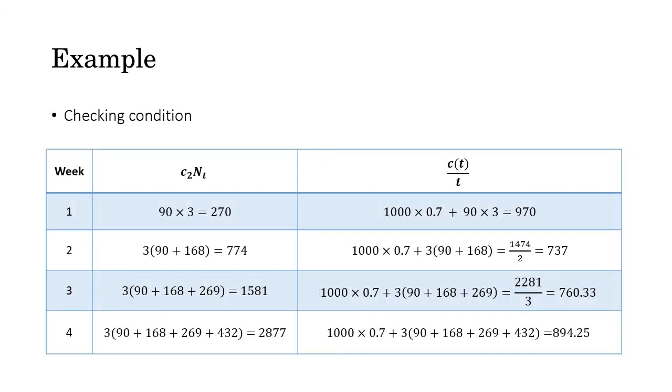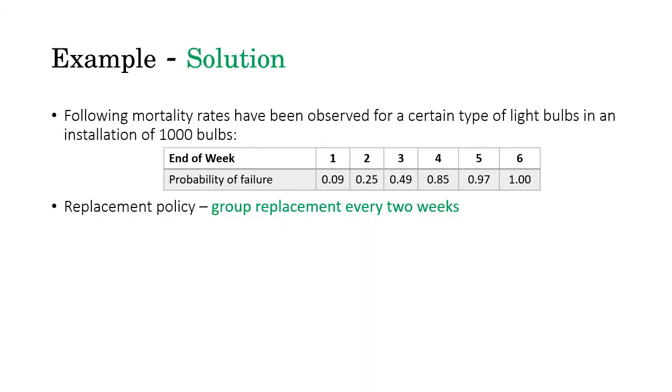So these are the same calculations as on the previous slide. So finally, this is the solution, that group replacement must be done after every 2 weeks, and this will result in minimum cost. So we are done with replacement models in this video.